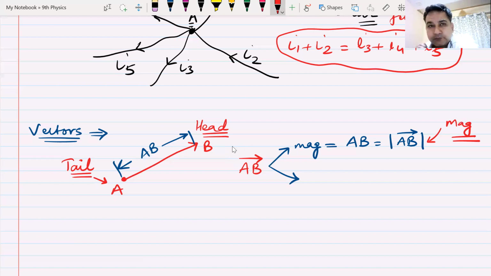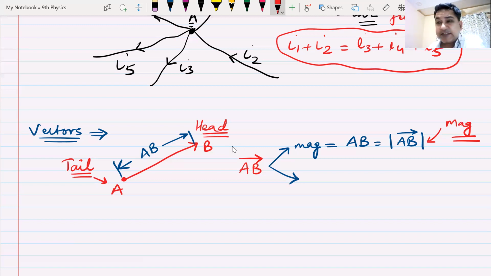Is the value positive? Yes, because it is the length of the line joining A with B. So length cannot be negative. That is why I put the absolute value sign. You might know it as absolute value. You can call it magnitude. Clear? Yes.